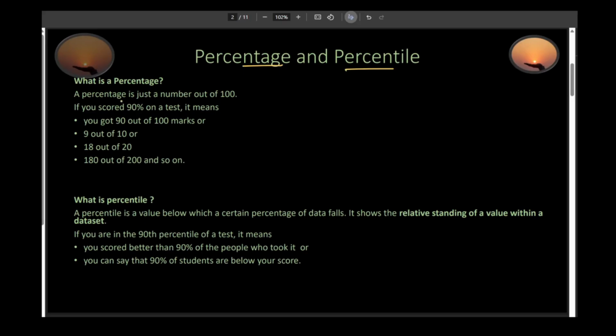So what's a percentage? Well, it's just a number. Percentage is just a number out of 100. That's what it tells you. So for example, if you score 90% on a test, it basically means that you got 90 marks out of 100 marks. Okay, that's one way of looking at it.